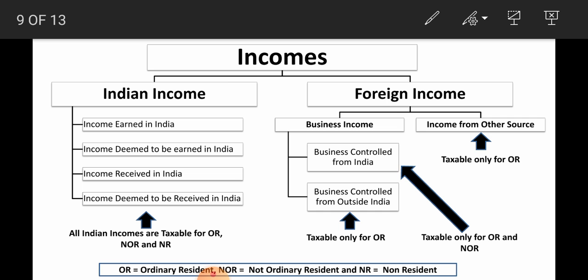Then income deemed to be received in India. Deemed to be received in India simply means that the income has not been actually received, but it is deemed to be received. Like you can take an example, the annual accretion to the account of any employee participating in a recognized provident fund is not actually received by the employee, but it is deemed to be received during the previous year by him under the law. Clear?